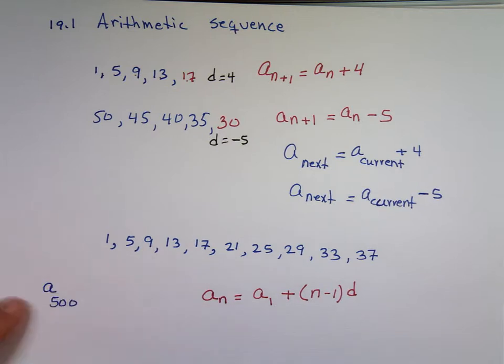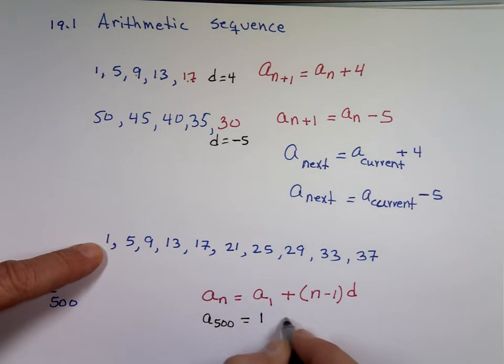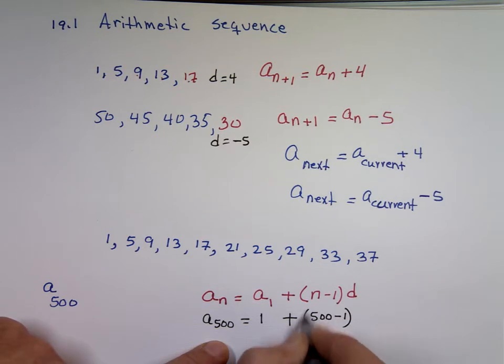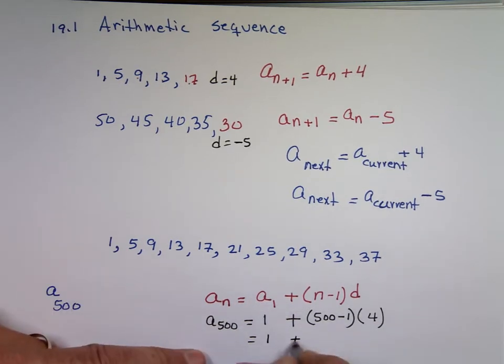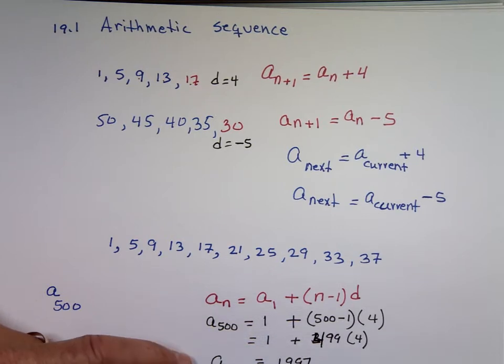So if I want to get the 500th number, that's n equals 500. That means n is 500. You take the first number, which is what? 1. Add to it n, which is 500, minus 1, times d. And what's d? 4. So it's 1 plus 499 times 4. 2,000? Can't be 2,000, a bit less than that. 1,997, I think, is it? Yep. 96? Well, plus the 1. 97.